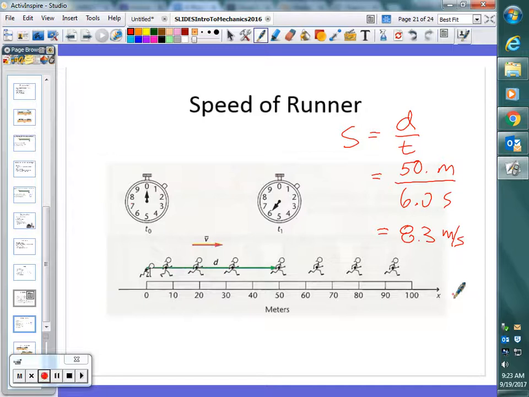Are we good on units? We understand why that's the unit, right? Because speed is a derived number, right? We just mash the 2 units together. So we have meters on the top, seconds on the bottom, meters per second. Okay? Good there? All right.